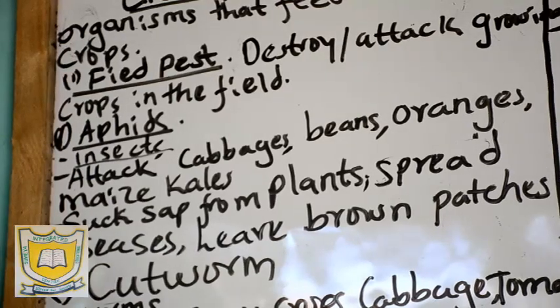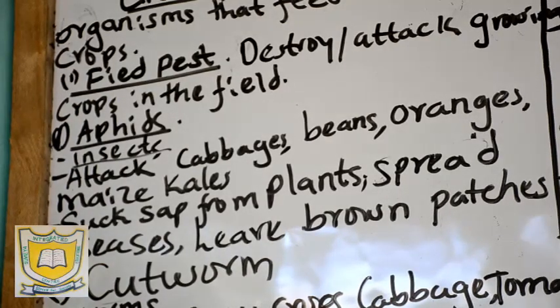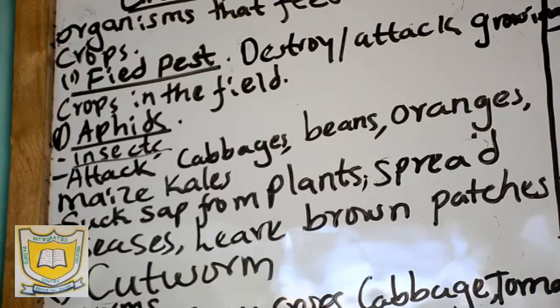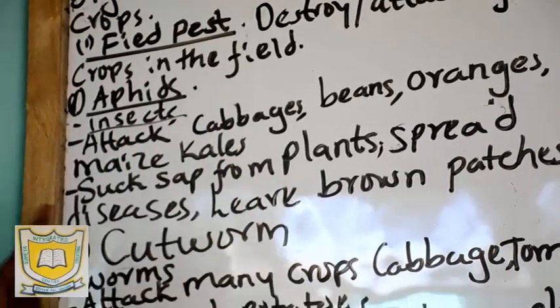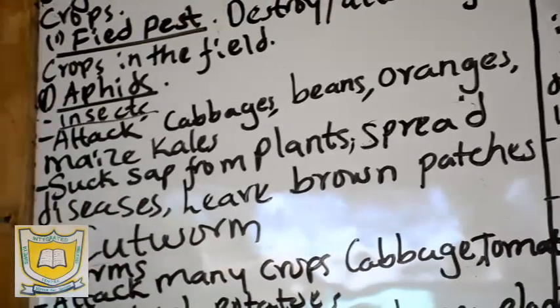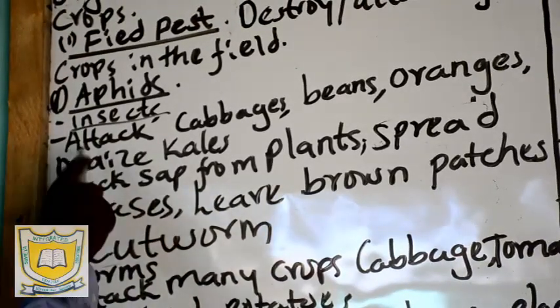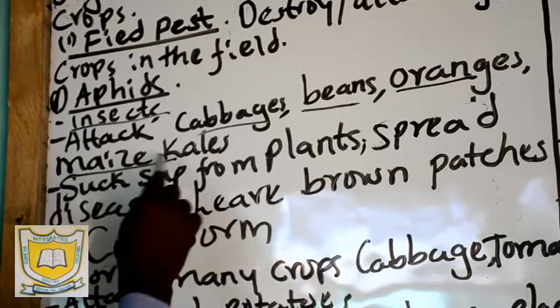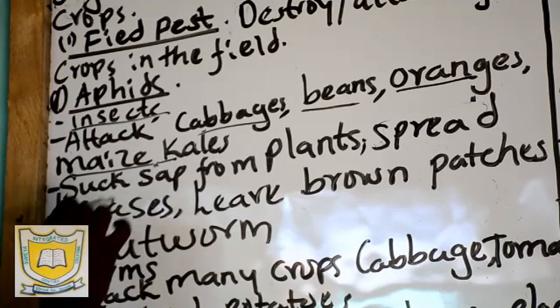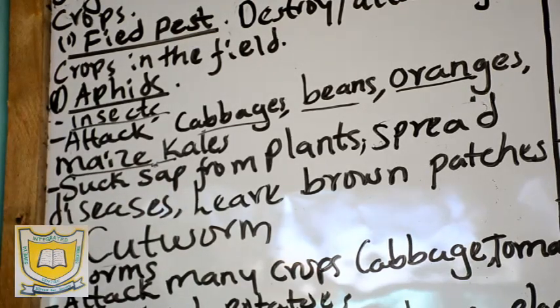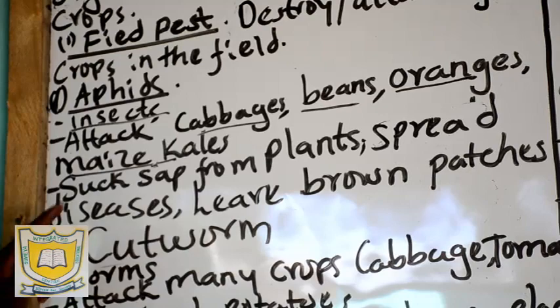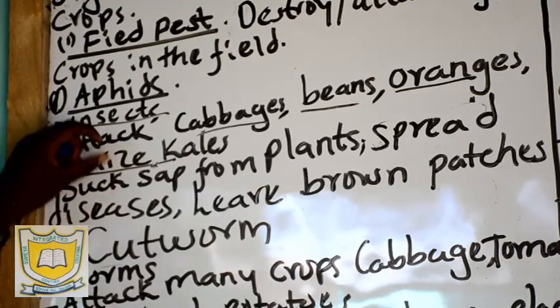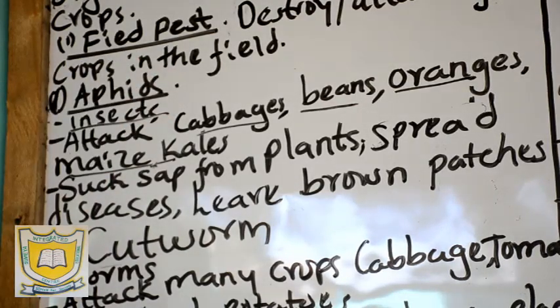For every pest, there are specific parts and specific crops that it attacks. You should understand which crops and which parts are attacked by aphids. Aphids attack mainly cabbages, beans, oranges, maize and kales. When you take a maize plant after harvesting and look keenly inside the seeds, you may find small insects within. These are called aphids.